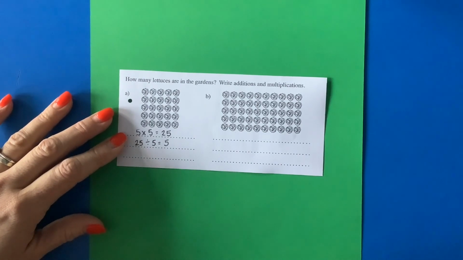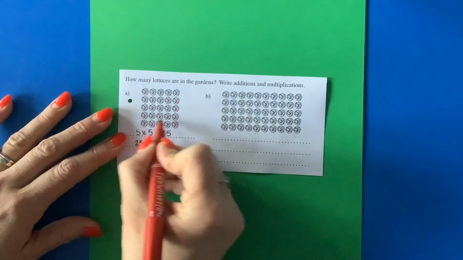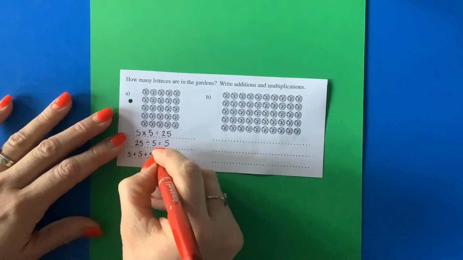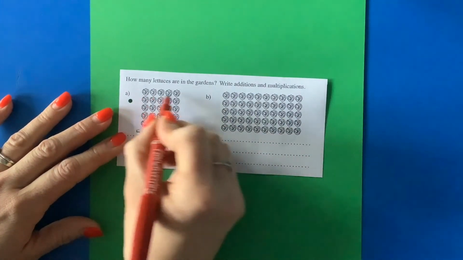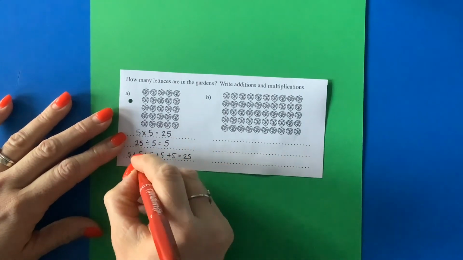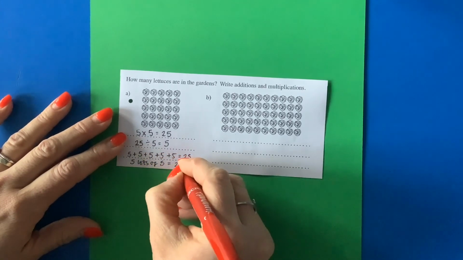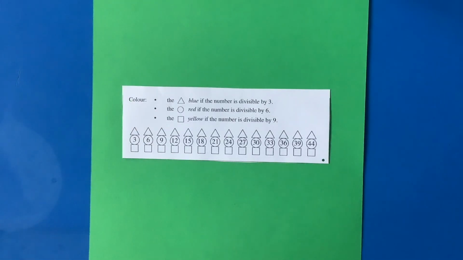Now, multiplication can be repeated addition. So how many 5s have I got? 5, add 5, add 5, add 5, add 5 equals 5, 10, 15, 20, 25. 5 lots of 5 equals 25.